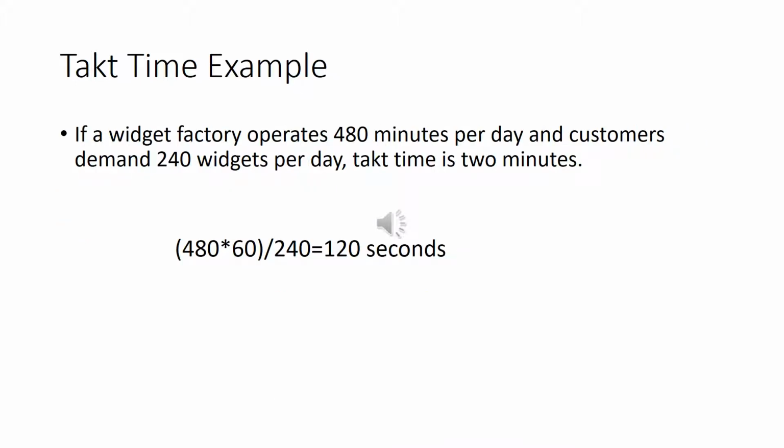Okay, this is going to be one real quick slide. This is a takt time example. The widget factory operates 480 minutes per day. That's an 8-hour day, 60 minutes an hour. Customers need 240 widgets per day. That's real easy. Look at your orders divided by days, right?